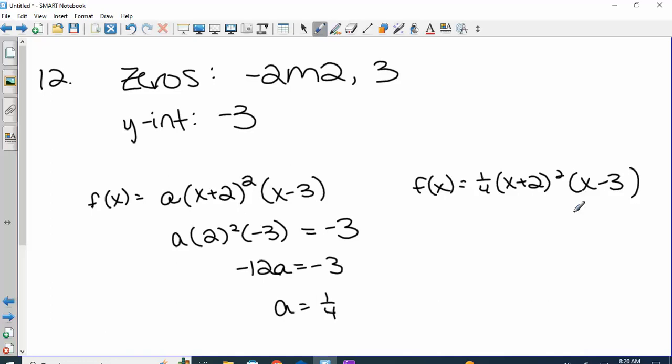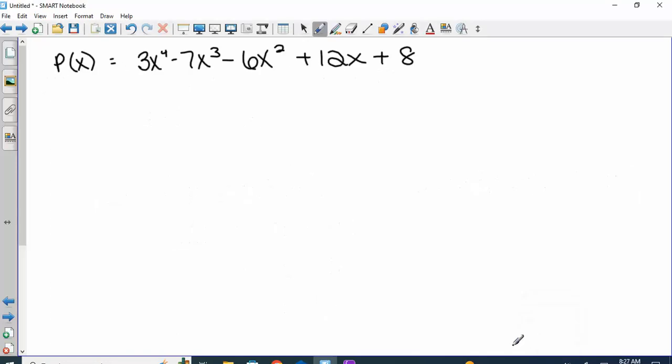Okay, here's what we're going to do. Just kind of running through a couple things that I didn't necessarily ask on here. How do you know if something's a polynomial? You had some on your study guide that said, is this a polynomial? No fractional exponents. You can't have a variable in the denominator.